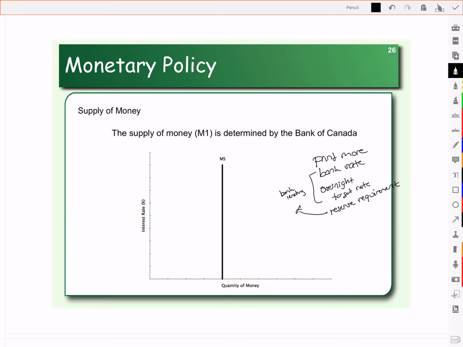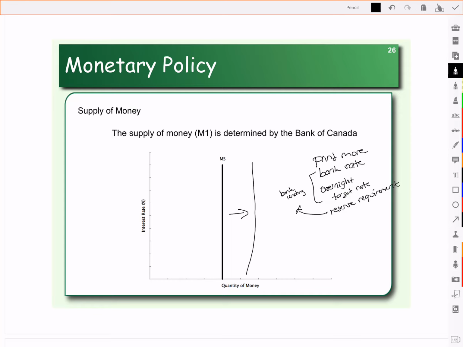So we can increase the money supply by printing more, changing the bank rates and overnight target rates, changing the reserve requirements. All of these decisions are made by the Bank of Canada independent of what the prime rate is. We're changing the money supply regardless of the level of the prime rate. And so when you graph the money supply, it's actually a vertical line because it doesn't depend on the interest rate. The Bank of Canada could decide to print more money regardless of what interest rates are. And commercial banks, which set prime rates, don't have to lower the prime rate, even though the Bank of Canada lowers the bank rate and the overnight target rate.